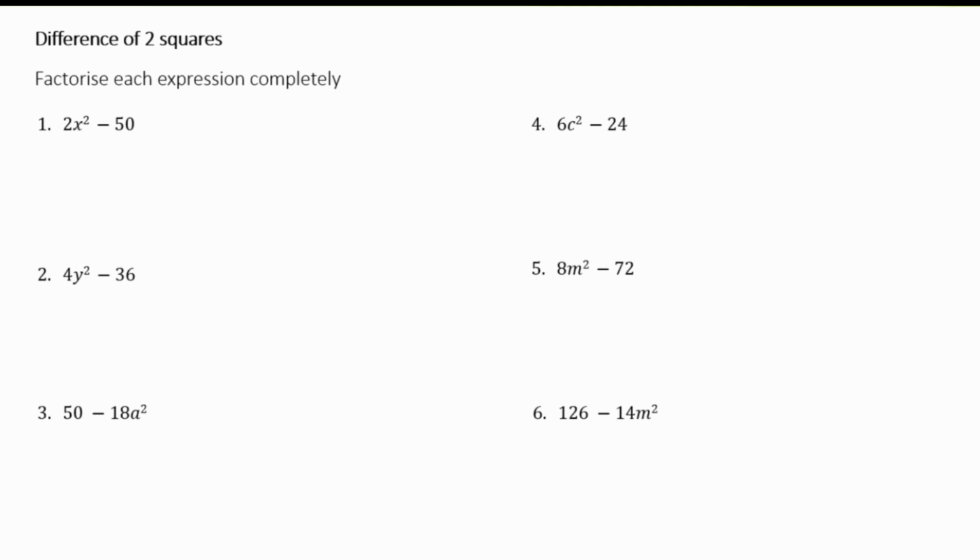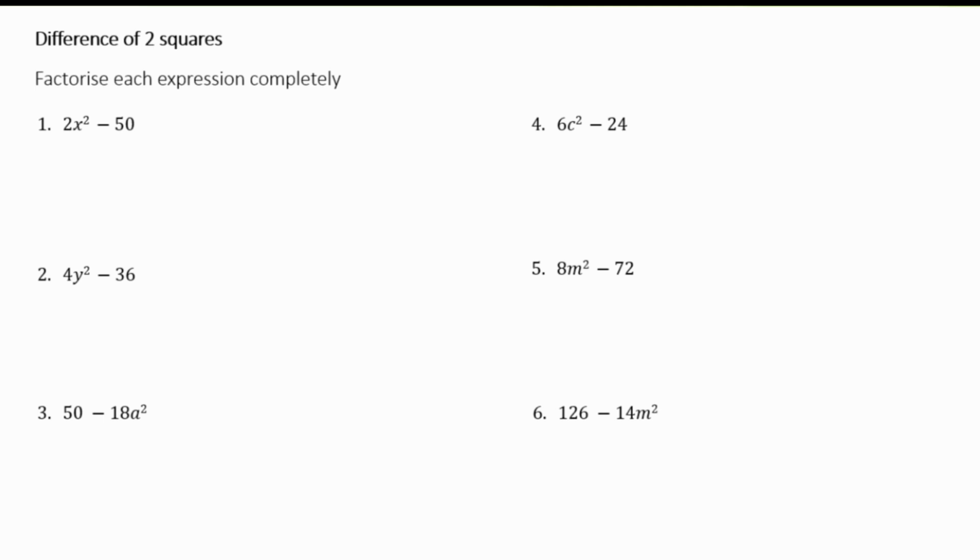So before we can apply the difference of two squares rule, the first thing we always check is whether there's a common factor in all the terms. If there is, we first have to factorize it out. Let's look at some examples here. So for number 1, we have 2x squared minus 50. So the first step is to find the highest common factor, and we can see that both 2 and 50 are divisible by 2.